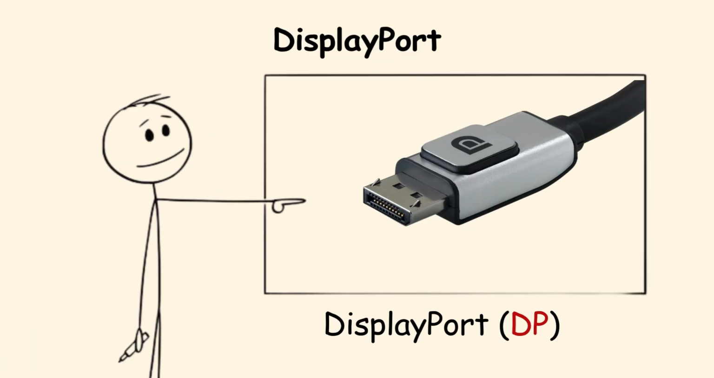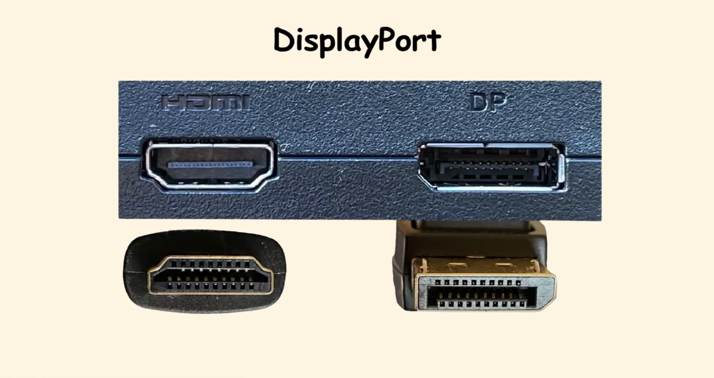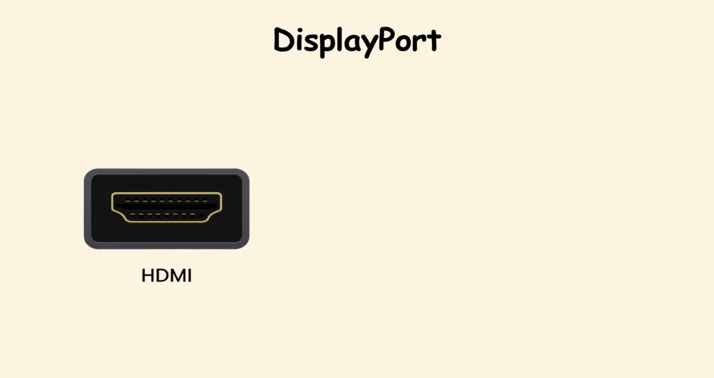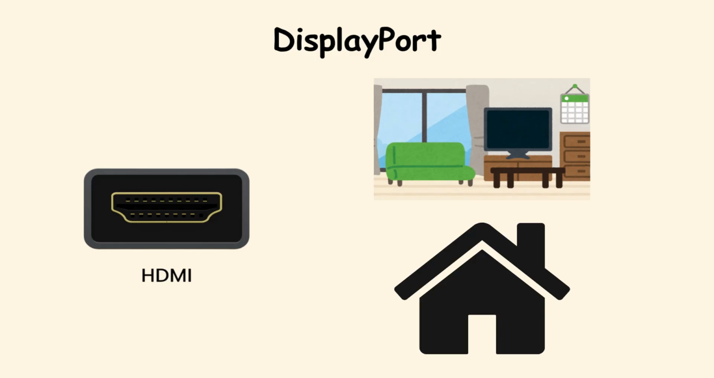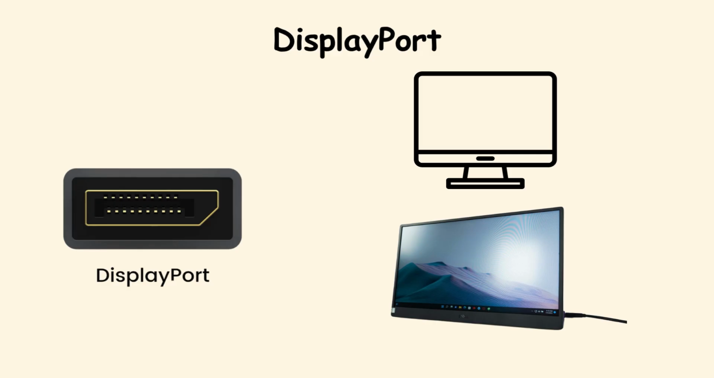DisplayPort, or DP, is another digital display interface, and it looks a lot like HDMI. The easiest way to tell them apart is the connector shape. DisplayPort has one corner cut at an angle. While HDMI is common in living rooms and home setups, DisplayPort is designed more for computers and professional monitors.